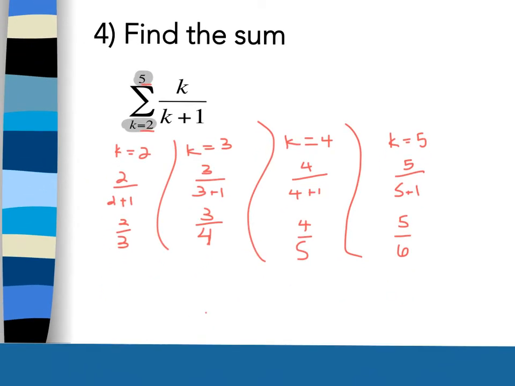Now, that would be if it's a sequence, but now I've got to add these all together. So what's the least common denominator of 3, 4, 5, and 6? It's a number they all go into. So start with your multiples of 6. They obviously don't all go into 6, right? Do they all go into 12? No. 18? No. 24? No. 30?